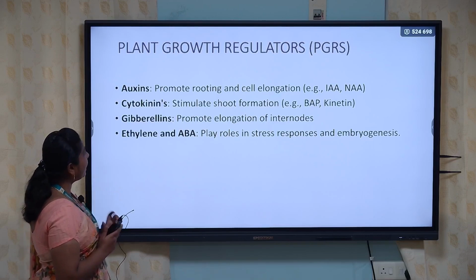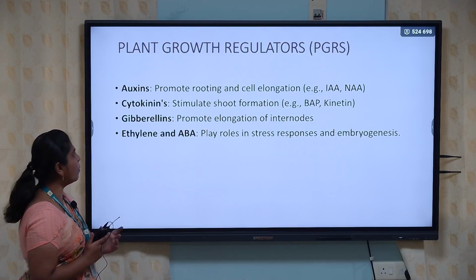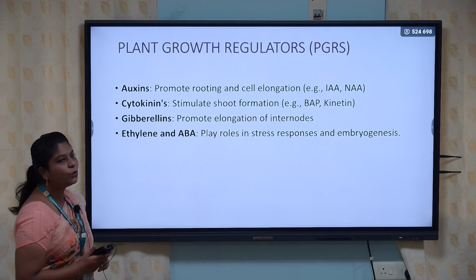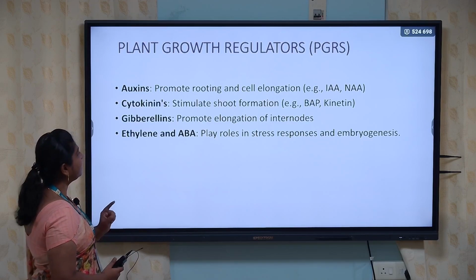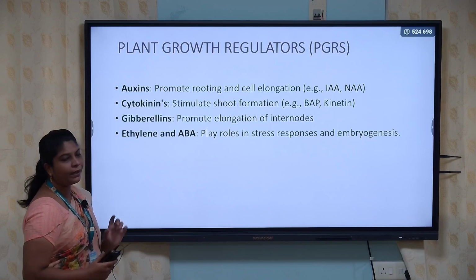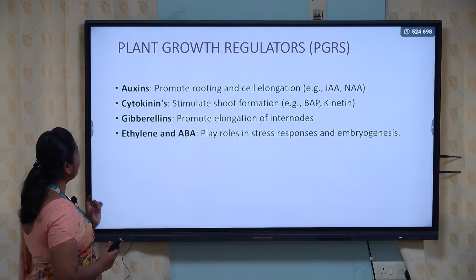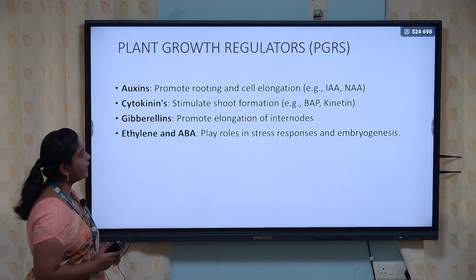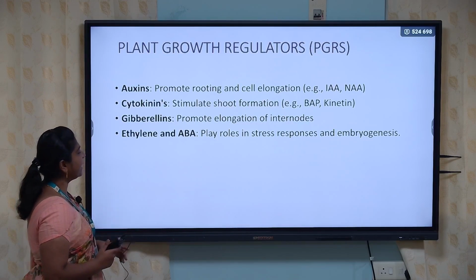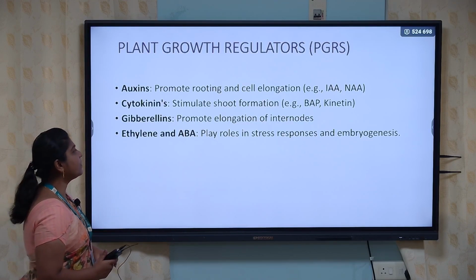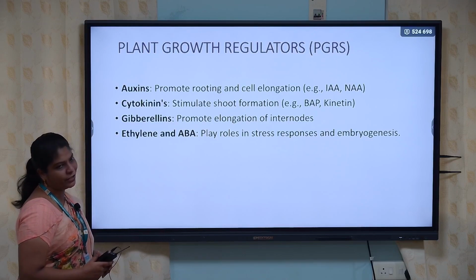And cytokinins are useful to stimulate shoot formation. Examples are BAP and kinetin, that is benzyl aminopurine and kinetin. And gibberellins are helpful to promote elongation of internodes. And ethylene and abscisic acid play a role in stress responses and embryogenesis.